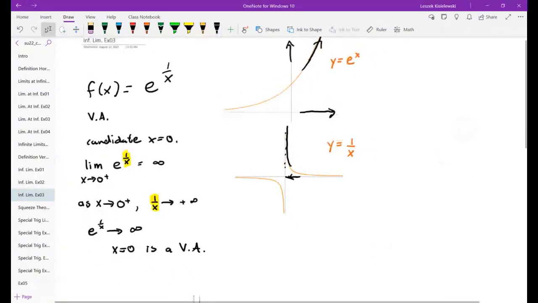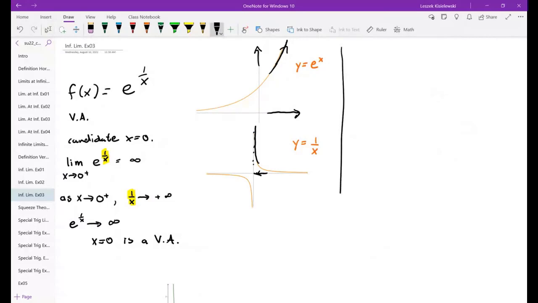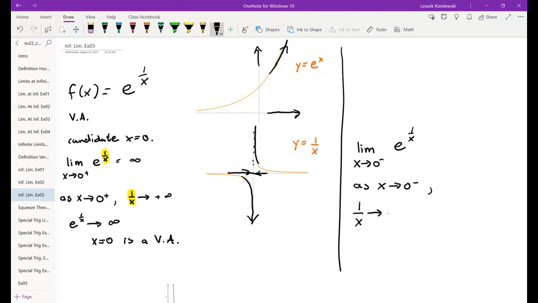Okay, and then let's think about the other one-sided limit. Now we already know x equals 0 is a vertical asymptote, but just for fun, let's analyze this limit. So same idea. As x goes to 0 from the left, what can we say about 1 over x? What value does 1 over x approach? Yeah, negative infinity. So as x approaches 0 from the left, 1 over x goes off to negative infinity.